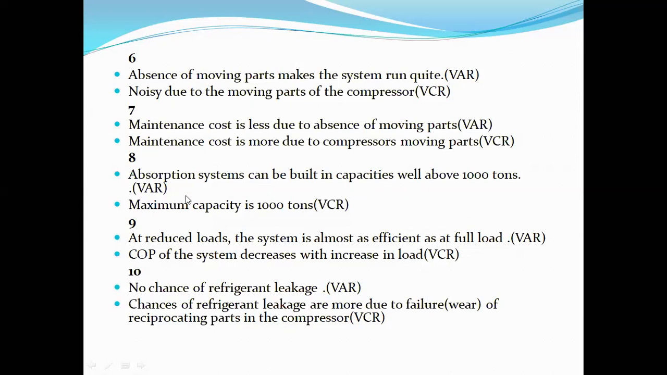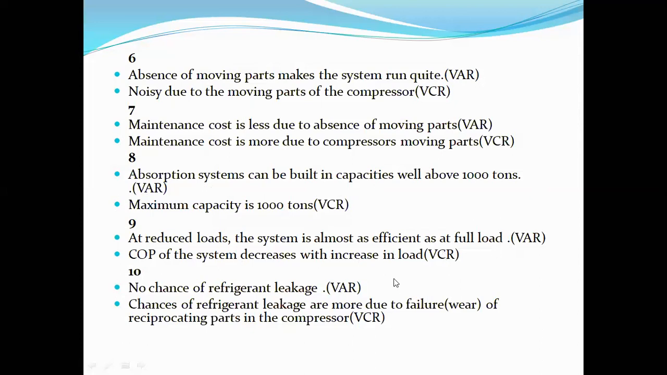Because of that, the capacity in case of VCR is limited to 1000 tons, whereas we can have higher capacity, that is more than 1000 tons, in case of VAR, because we don't have moving parts and operation is quite smooth. Because of that, it develops more capacity, above 1000 tons. Okay. Next, at reduced loads, the system is almost as efficient as at full load.